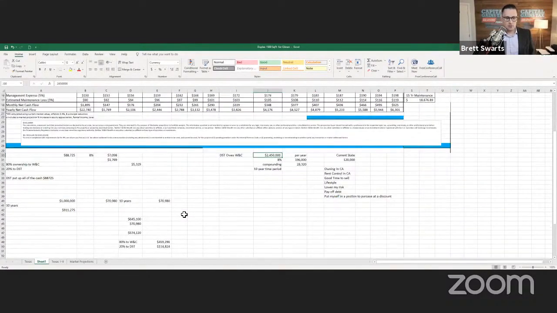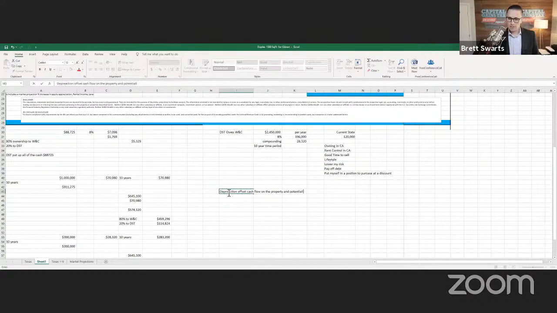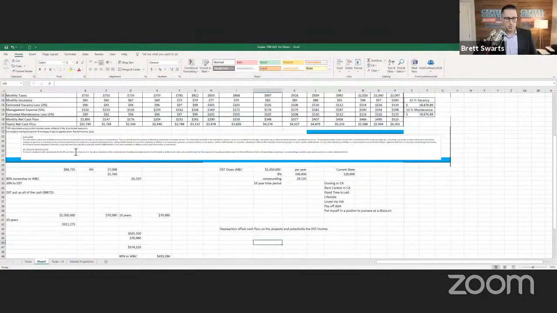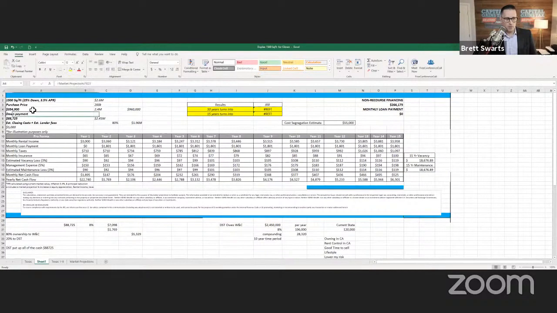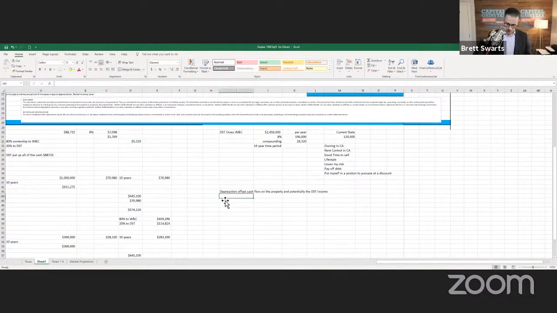Now, the one thing we should mention on this too, we're like, why would you do this? There's not a lot of cash flow. Well, you get depreciation. Depreciation can offset cash flow on the property and potentially the DST income. Which is pretty cool. And so depreciation on this new purchase of $345,000, you have a 27.5 year schedule for residential or multifamily, of which you could potentially even accelerate that, and you could get some of that up front.